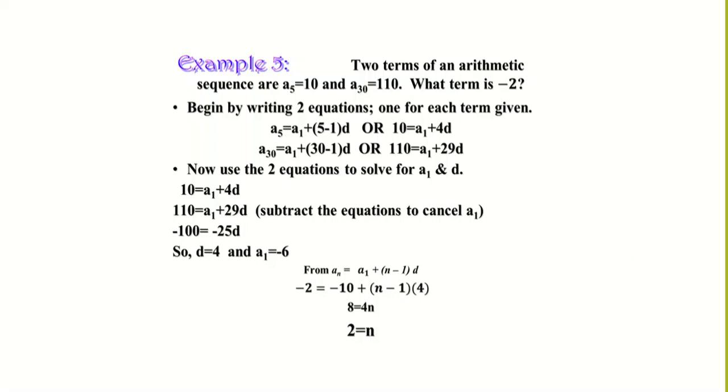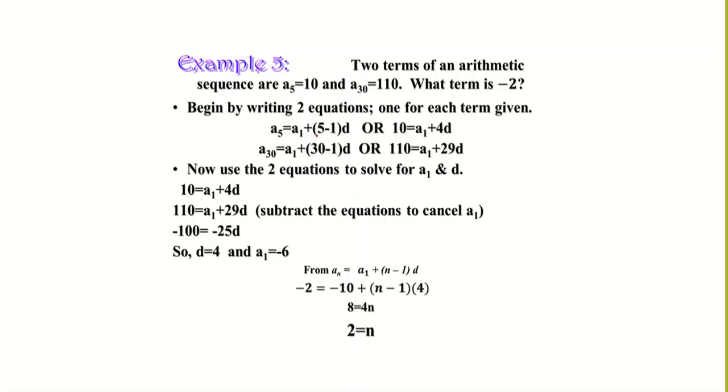Two terms of an arithmetic sequence are a sub 5, which is 10, and a sub 30, that is 110. What term is negative 2? That means you're asked in what position negative 2 is placed. So you can use the elimination method that we had. You need to form two equations out of the given two terms.